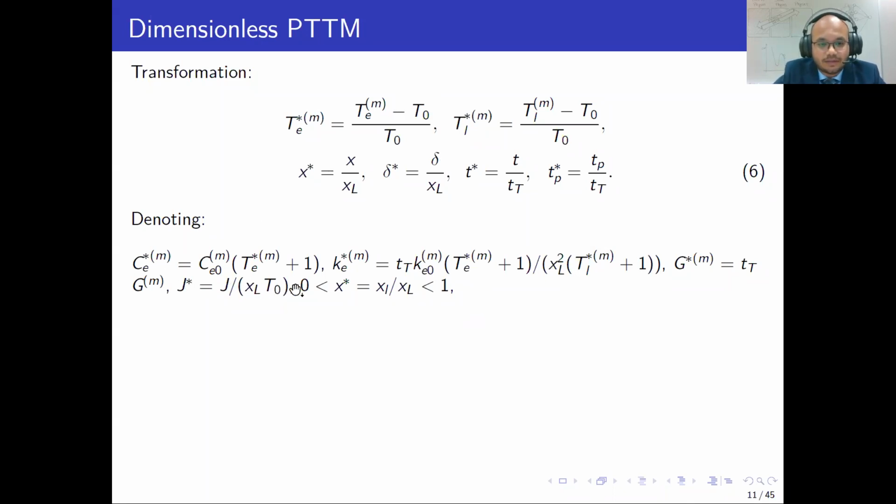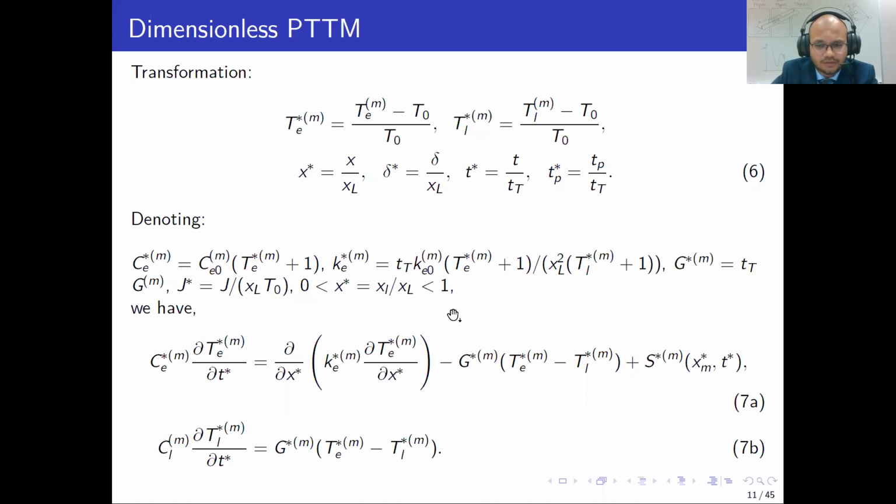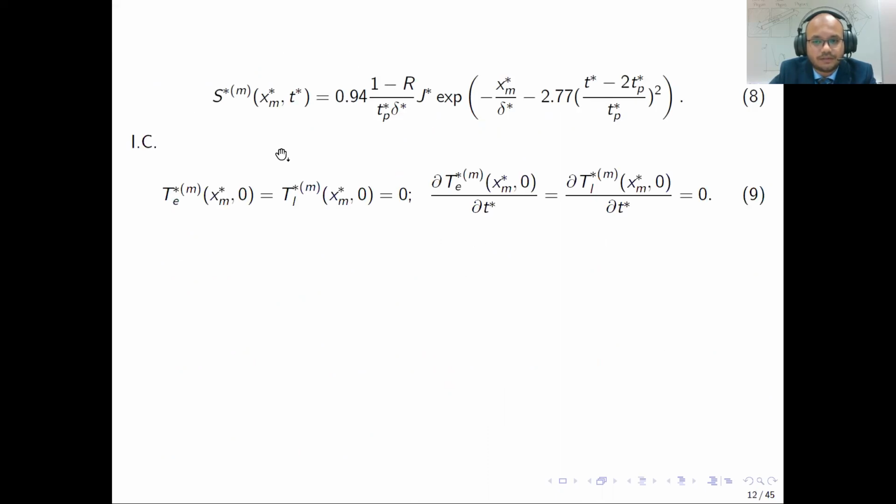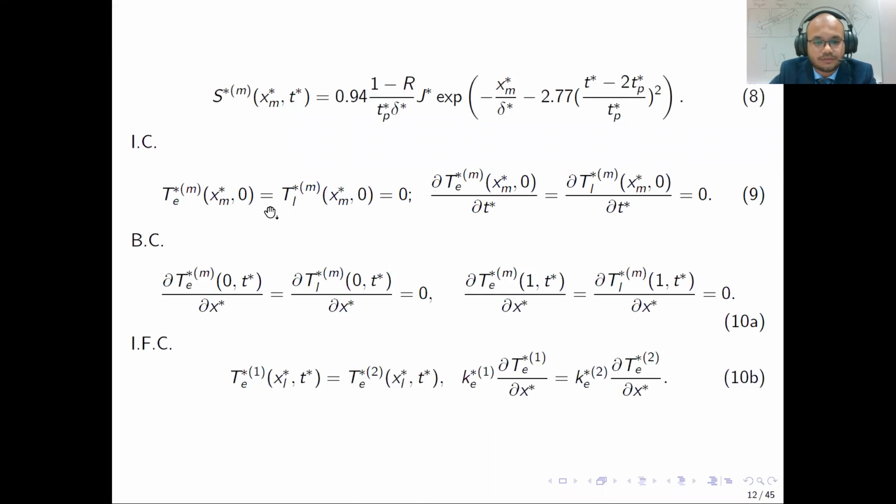And these are the terms after the transformations, and we get exactly the same equation, but now those terms are scaled down, and these relations hold, which we denote here. And then our source term, the initial condition, the boundary condition, and the interfacial condition.